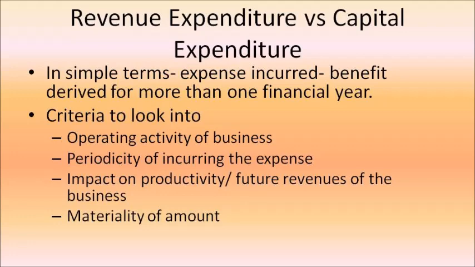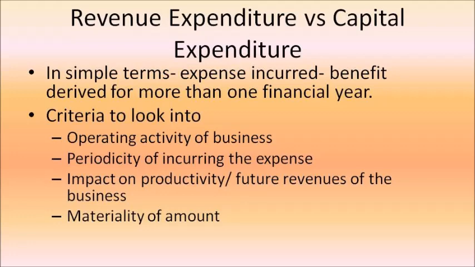So in such case, the additional extra 20% of the increase in the capacity of the machinery results in increased future revenues, in which case it gives the benefits for more than one financial year. That's the reason why that gets categorized as a capital expenditure, though it is a repairs and maintenance. And the final reason or criteria is materiality.